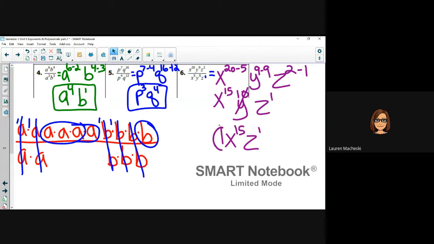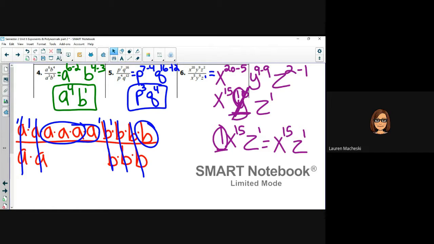Do I have to have this 1 in front of it? No. I could just have x to the 15th, Z to the 1st. So don't always think that anything to the 0 power just cancels. It cancels to 1. And in this situation, I don't have to have the 1 in front of it. But if this was the only thing in my question, I most certainly would have to have that 1. So just be cautious on that.